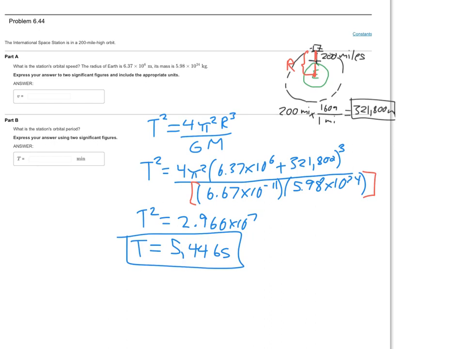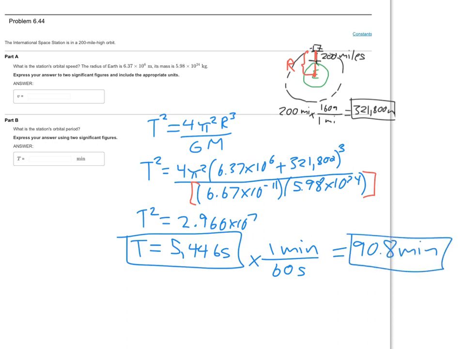That actually answers question B, except we have to convert this to minutes. So 60 seconds in 1 minute. And we end up getting an orbital period in minutes of 90.8 minutes. So that answers question B. Rounded to 2 sig figs, it would just be 91 minutes.